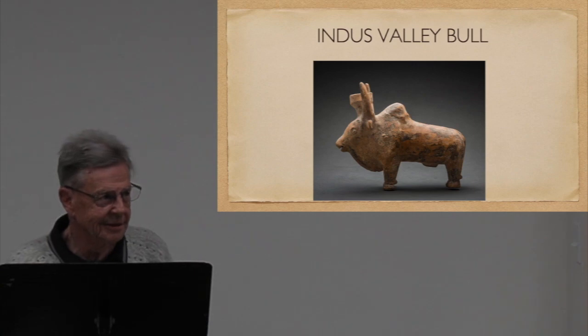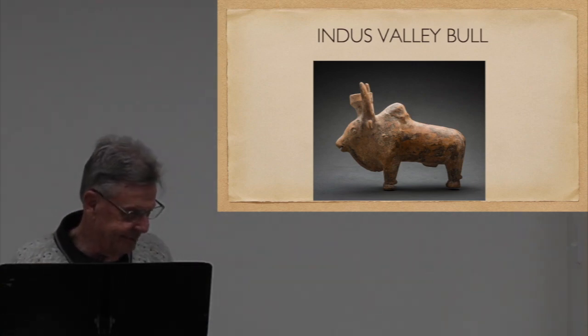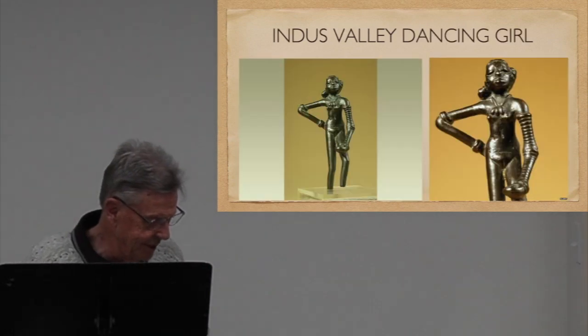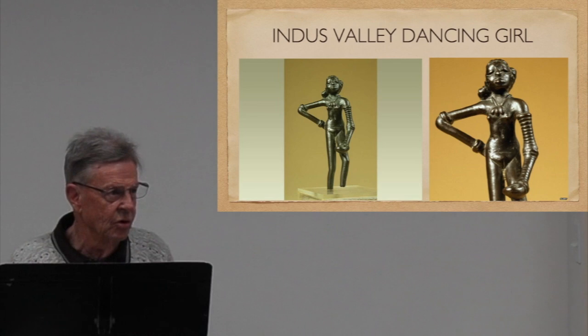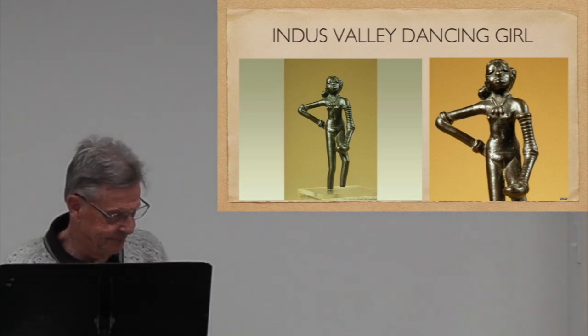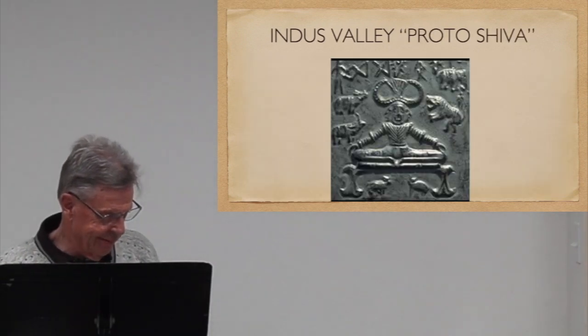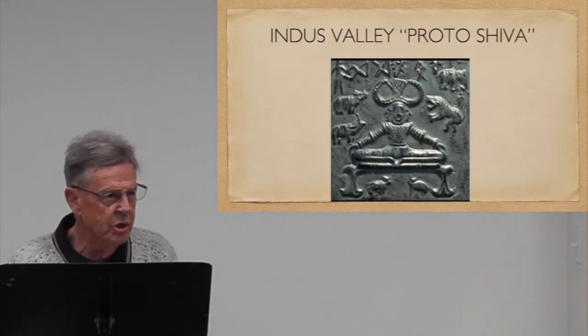The bull. Terracotta bull. And this is one of the most famous pieces, the Dancing Girl, brass. Now this next one is really interesting. It's called the Proto-Shiva.